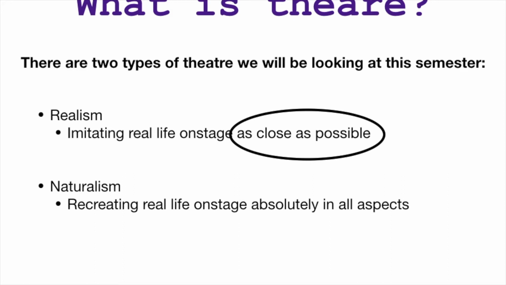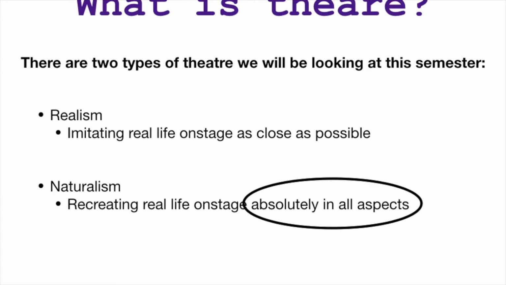Life doesn't always have a climactic moment, and so if you're saying that you're trying to put real life on stage, you do need to be able to stray slightly in order to give your characters a climactic moment, in order to tell your story. So that's what we mean by as close as possible. You can stray slightly from that in order to tell your story. So realism, imitating real life on stage as close as possible.